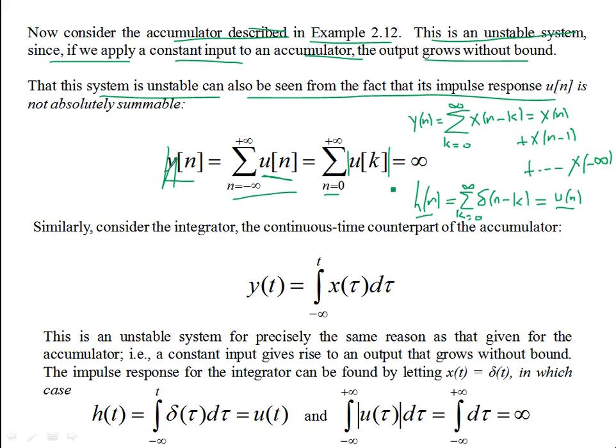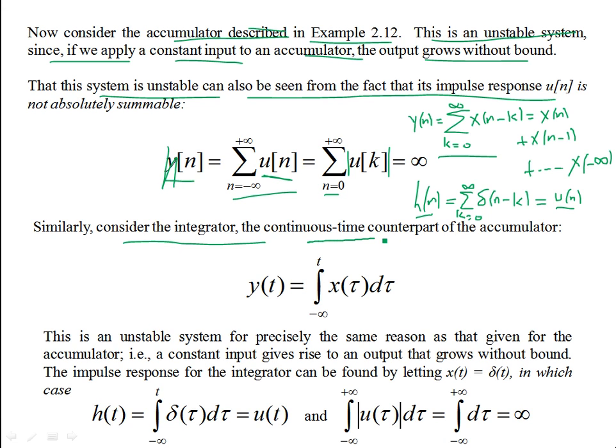U of n is a bounded input, but the output is not bounded. Okay, it grows, because intuitively, if you are looking at this summation, you are summing an infinite number of samples. So the summation grows without bounds. So the bounded input is not leading towards the bounded output. The accumulator is an unstable system.